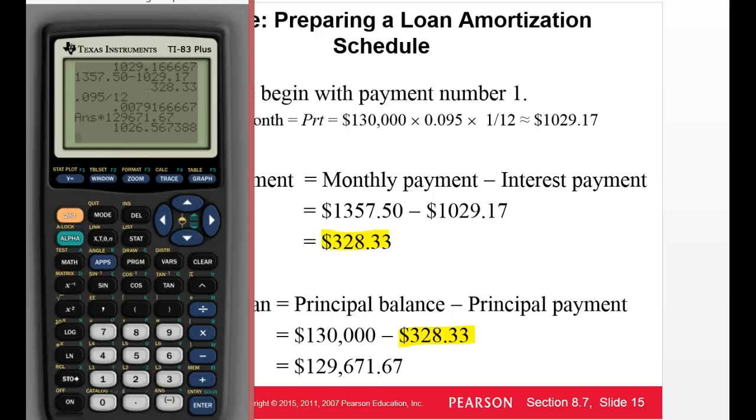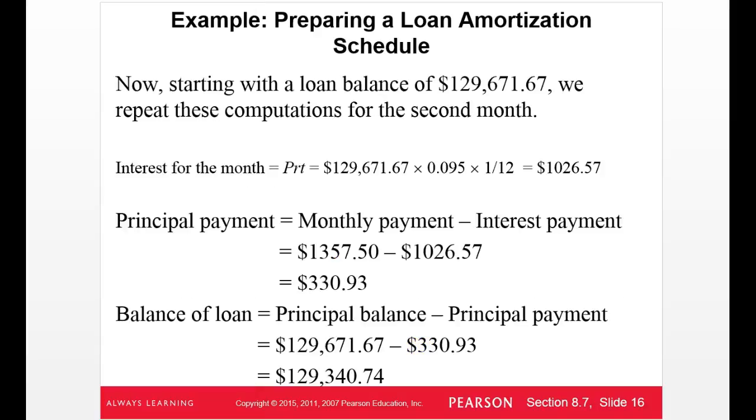So roughly $3 less. And I'm going to take that same payment. My payment is still $1,357.50, minus now the $1,026.57. So a little tiny bit more goes towards principal this month, the second month. And it just keeps moving up like that.